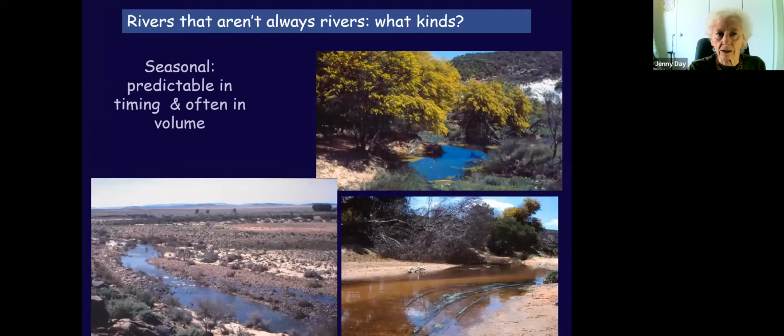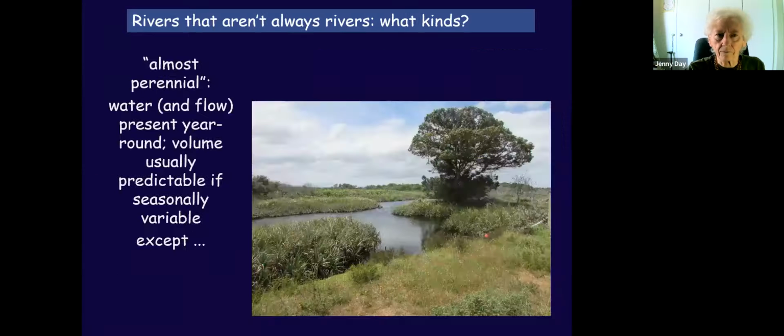Many of the systems are seasonal. In other words, they're predictable in timing and often in the volumes of water, in other words, rainfall. So for instance, on the right here, this is the Krom Sandrivier, which comes out of the Cederberg and flows towards the sea at Verlorenvlei. And this is another one of these little Cederberg trickles or small rivers that are completely dry in the summer in our case, because we have winter rainfall, but predictably wet in winter.